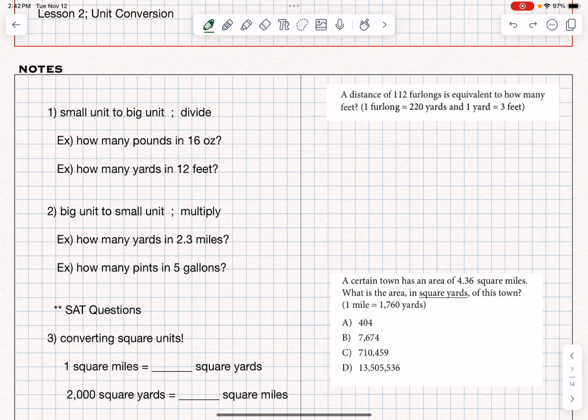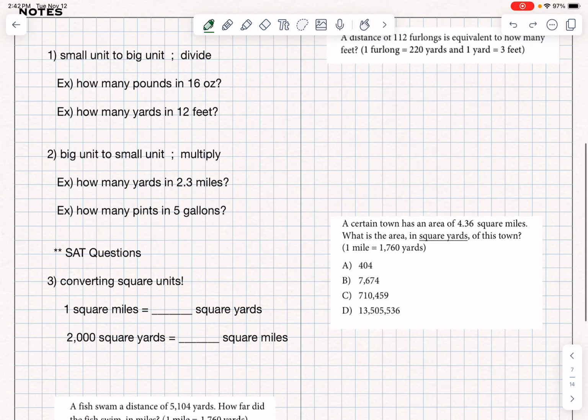Hello everyone. Okay, we will study unit conversion in SAT problems today. So first, we will review unit conversion. We learn about how to change the small unit to the big unit.